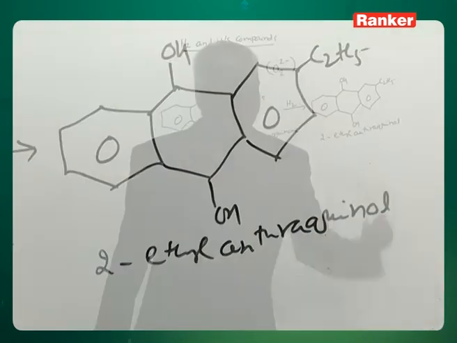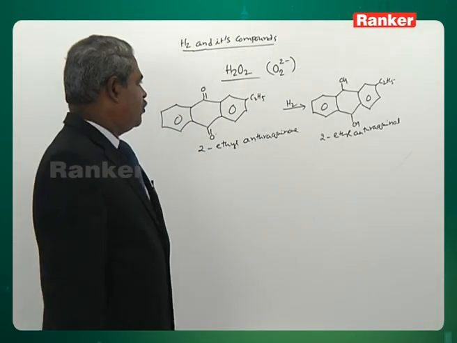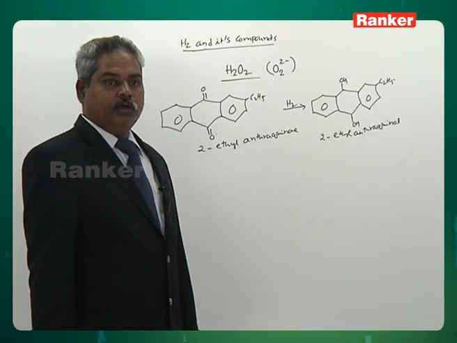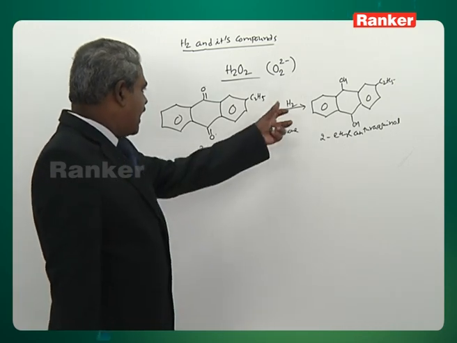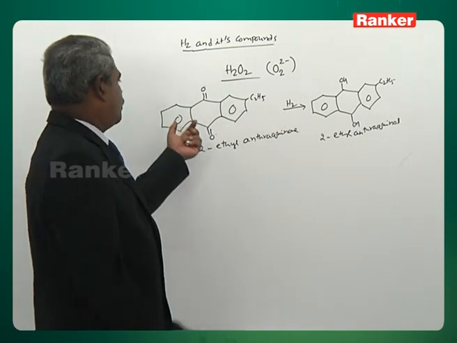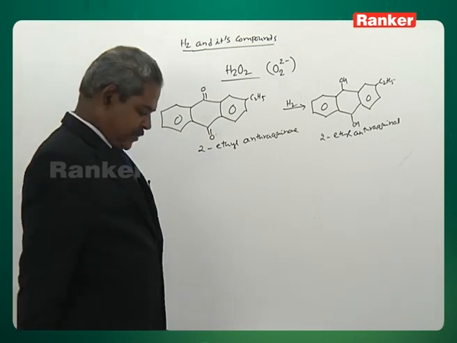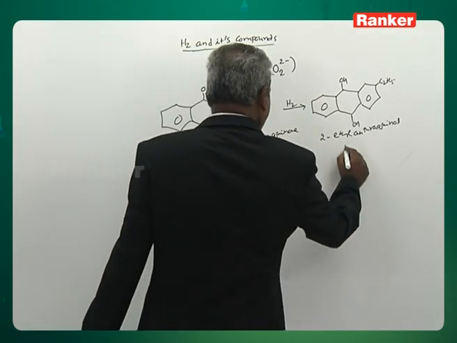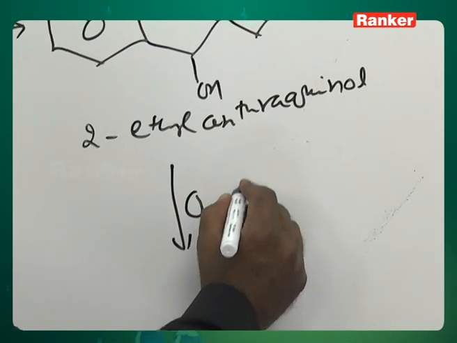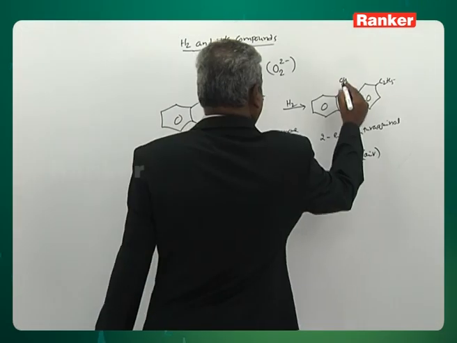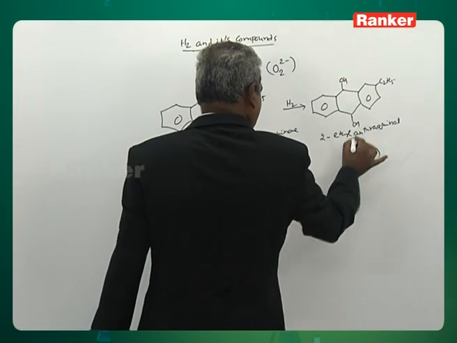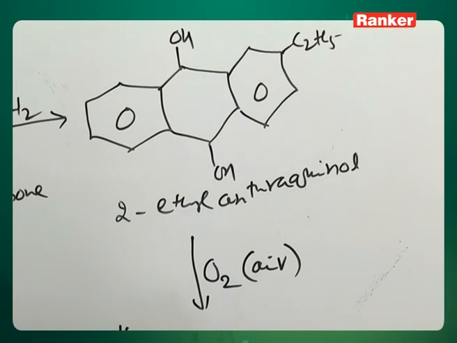Ethyl anthraquinol, alcohol. Anthraquinone is converted to anthraquinol. Means just hydrogens are held by this molecule. This molecule has held hydrogens in its hand. Then I heat that with oxygen of air, and you get this H2 and O2. Once again you get H2O2.